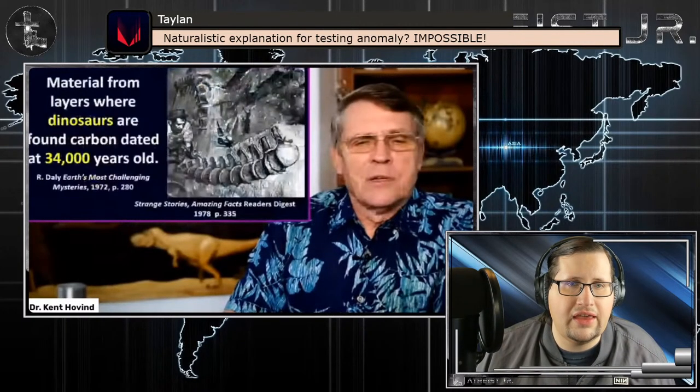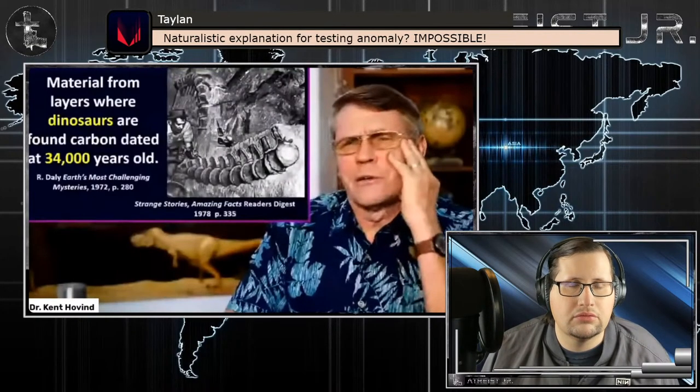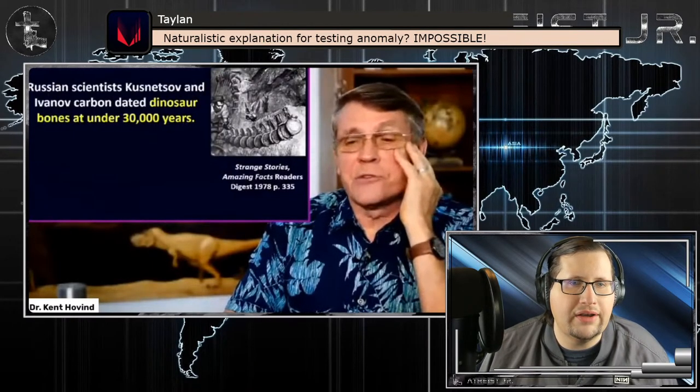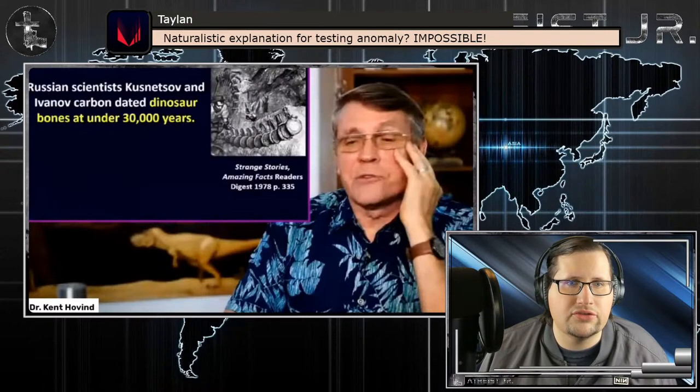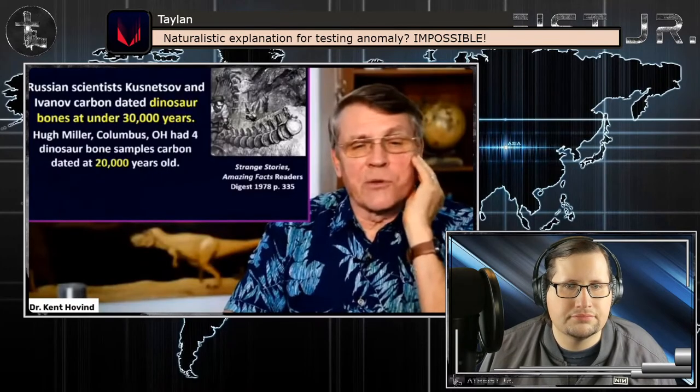Penguins dated 8000 years old. We don't date living things. Material from layers where dinosaur bones were found were carbon dated at 34,000. Wait a minute. We don't date dinosaurs with carbon dating. You're stupid. Over. I thought they were 70 million. Huh. Russian scientists dated dinosaur bones at under 30,000. We don't date dinosaurs with carbon dating. You're stupid. Over. 1,000 years. Guy in Columbus had 4 dinosaur bone samples carbon dated at 20,000 years old. Oh, and Reader's Digest? Nice source, Kent. We don't date dinosaur bones with carbon dating, you're stupid.